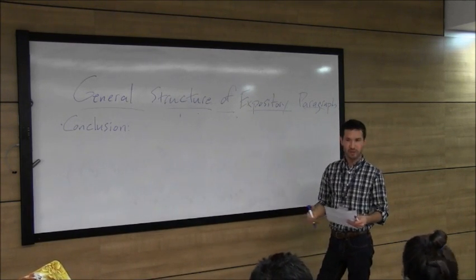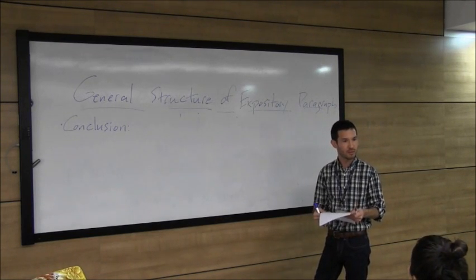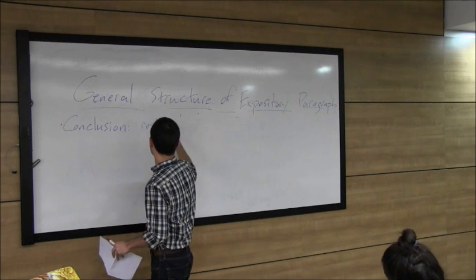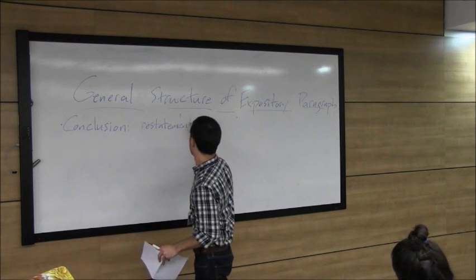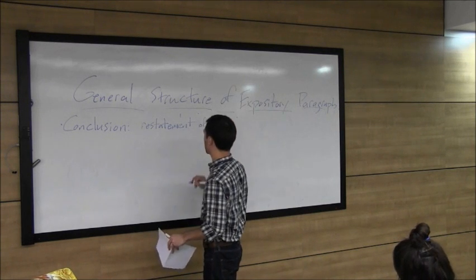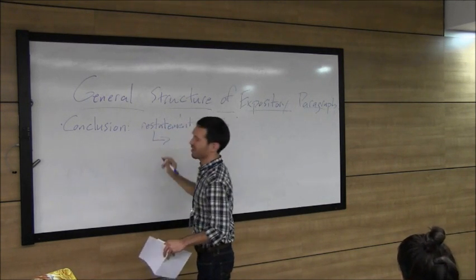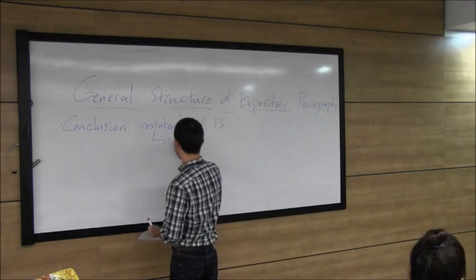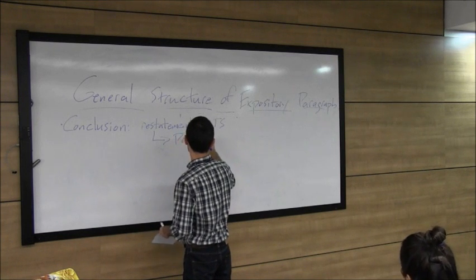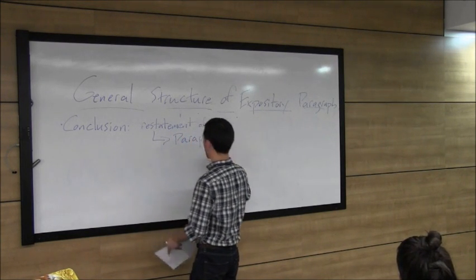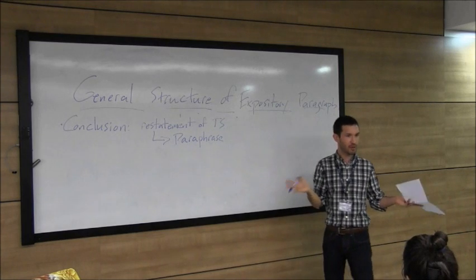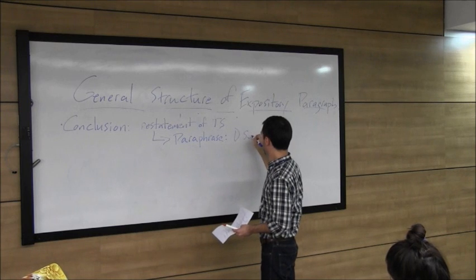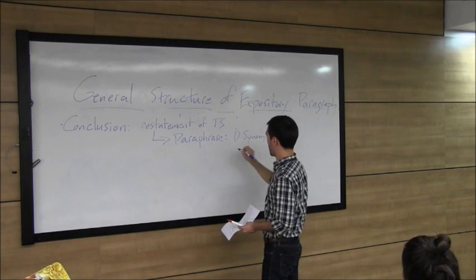Conclusion. What is in our conclusion? Restatement. Okay, so we have restatement of topic sentence. When I say restatement, what do I mean? Paraphrasing. Paraphrase. So good. But teacher, how do we paraphrase? Change the synonym. Change the word. Synonym. Okay.